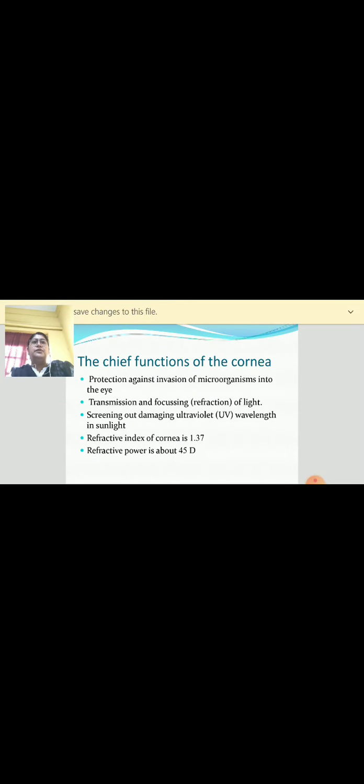What are the chief functions of the cornea? It helps in protection against invasion of microorganisms into the eye. It helps in transmission and focusing of light, screening out damaging ultraviolet rays from the sunlight. Its refractive index is 1.37 and the refractive power is about 45 diopters. The cornea refracts 75% of the light transmitted, and the rest is done by the lens, and the image is projected on the retina, which is inverted, minimized and real.